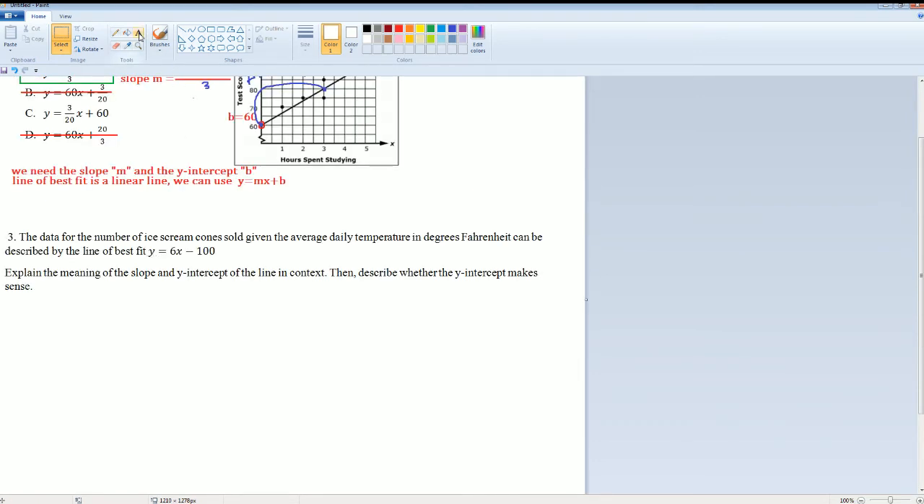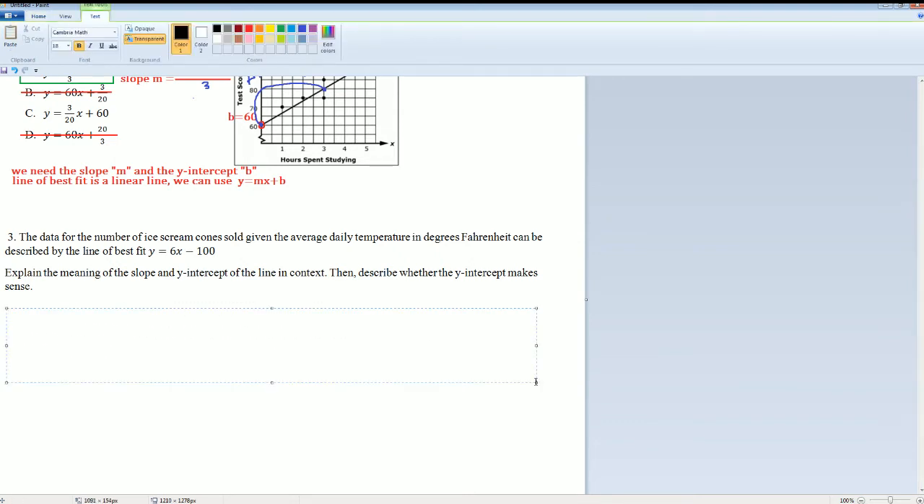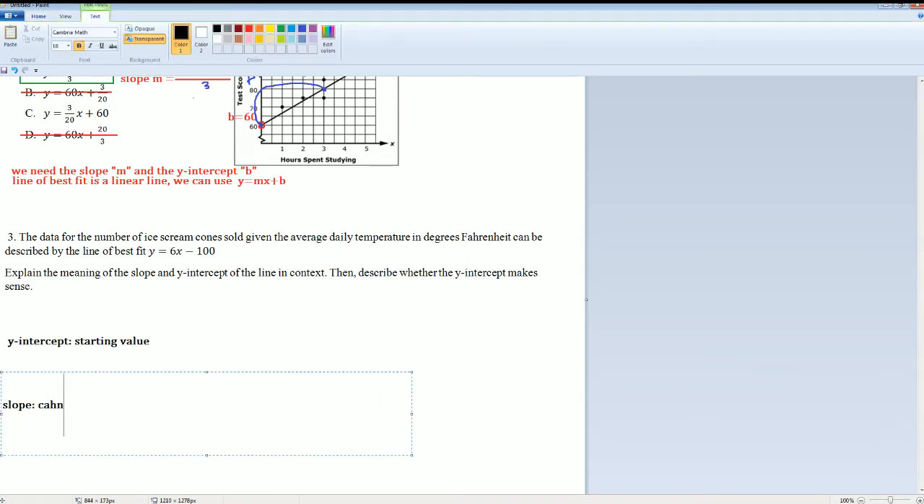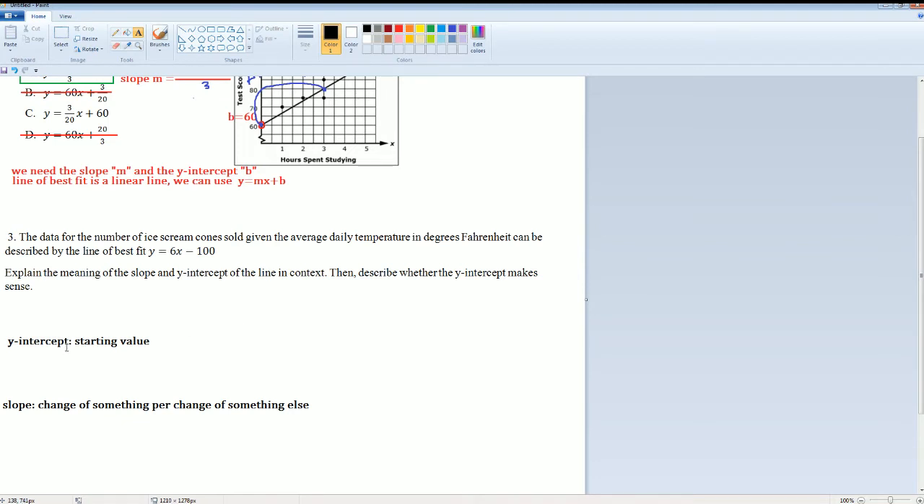So let's just write out the basic definition of certain things. The y-intercept, by definition, is the starting value. And the slope is the change of something divided by, or per, the change of something else. That's very straightforward. So we just have to now insert what the starting value is here.